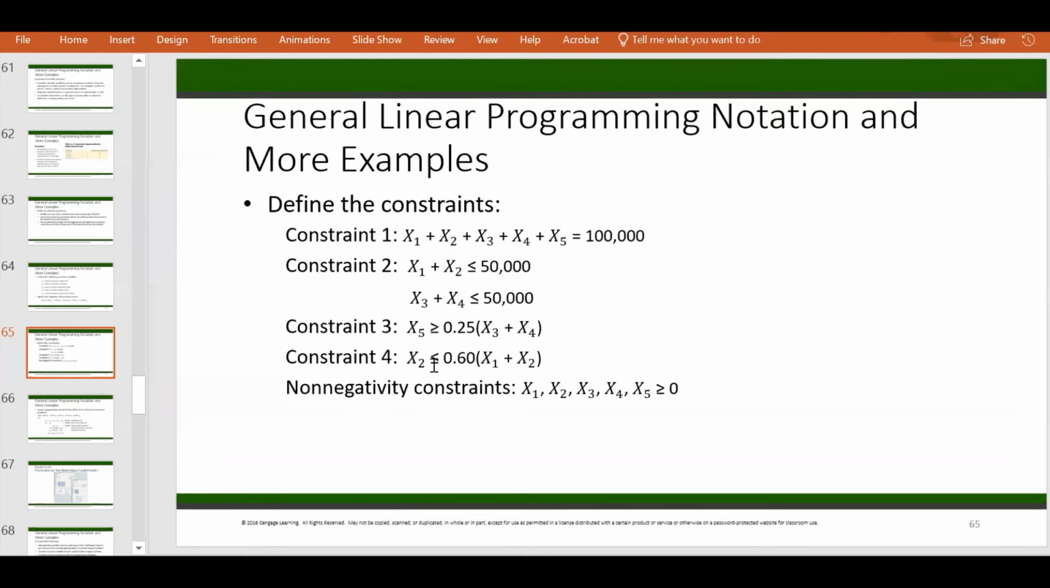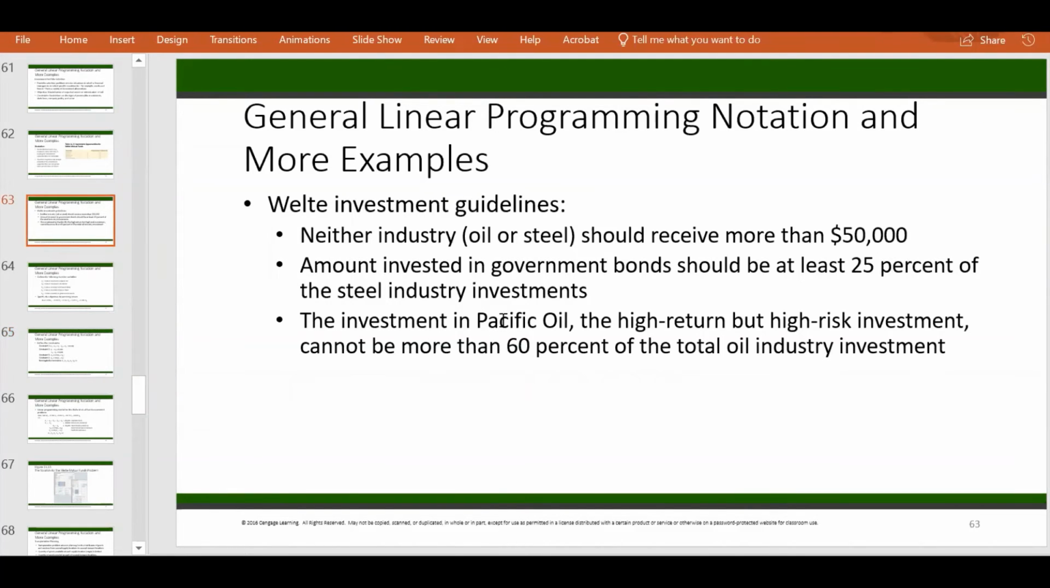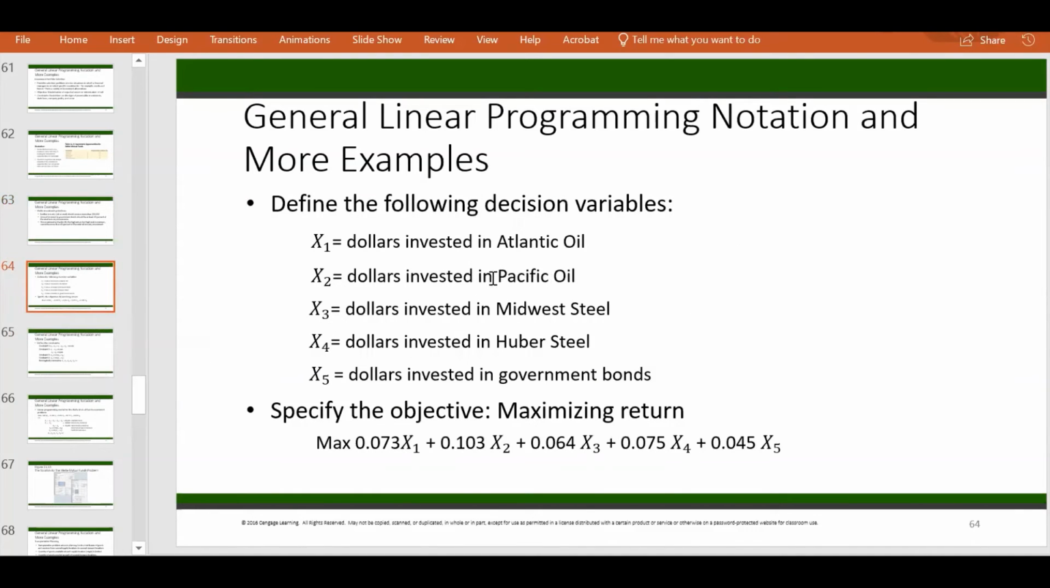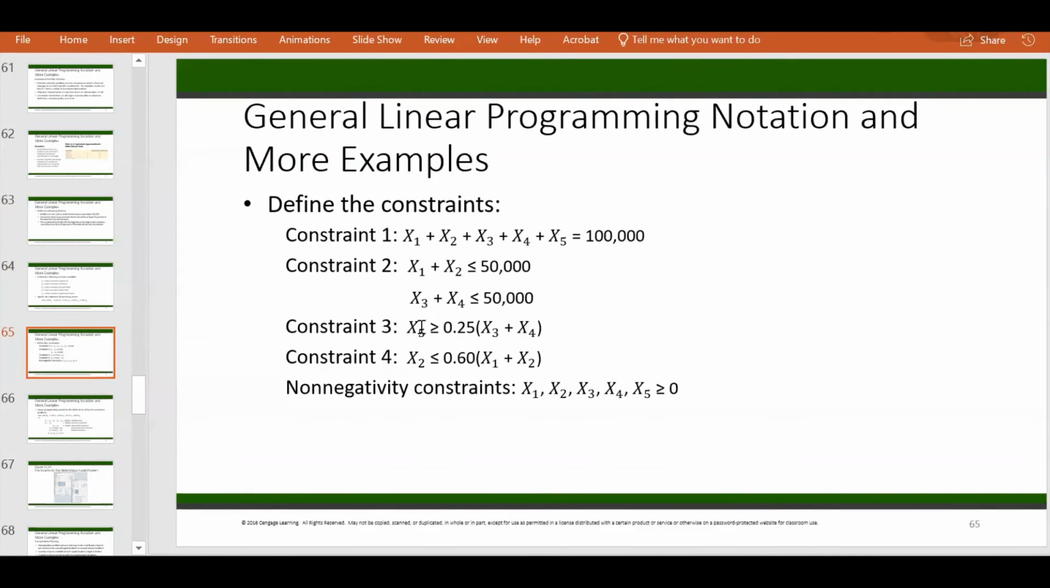And then we said the next constraint was that the Pacific oil should not be more than 60% of the total oil industry. Pacific oil was X2. So X2, the amount that you invest in that, should be less than or equal to 60% of the total oil industry investment, X1 plus X2.